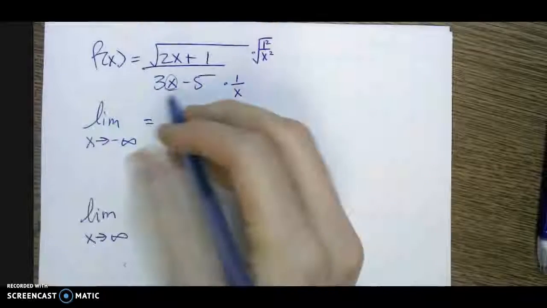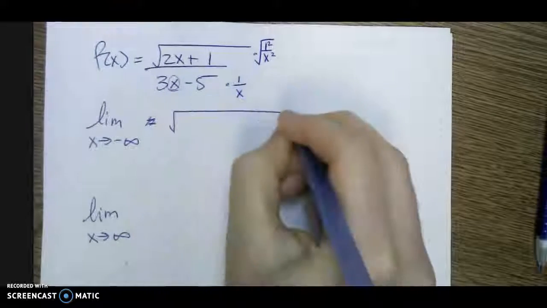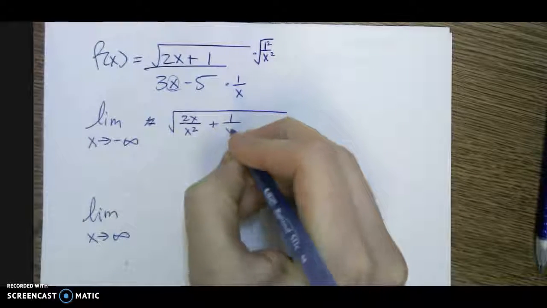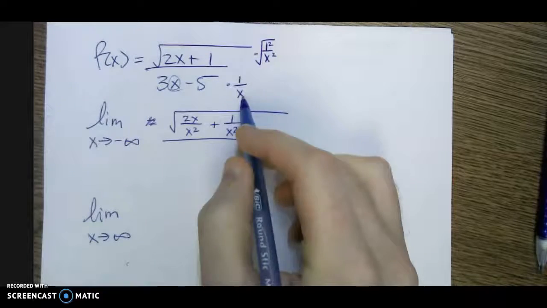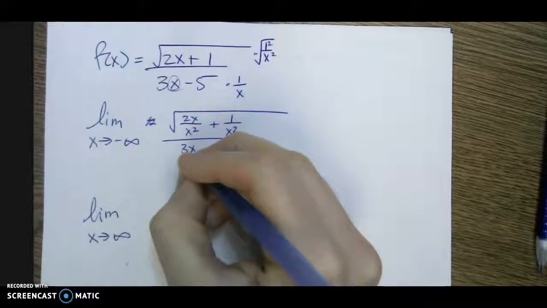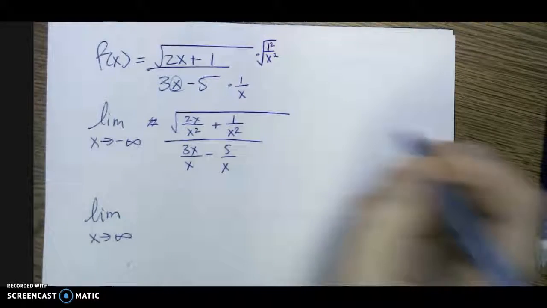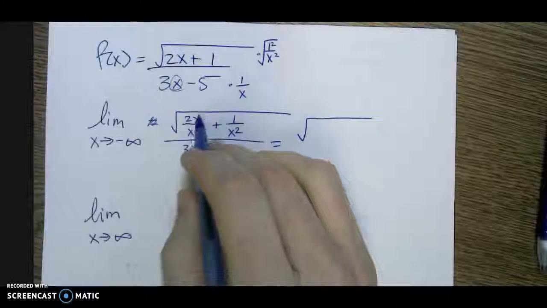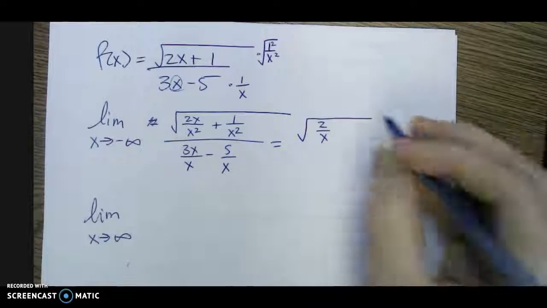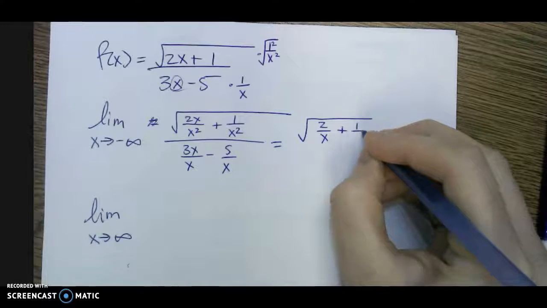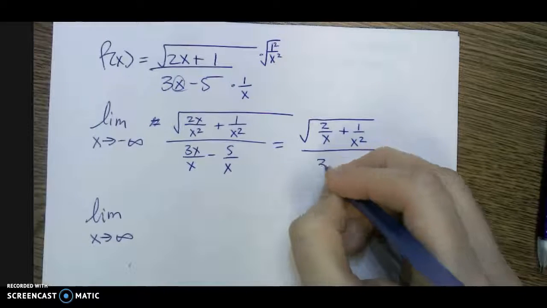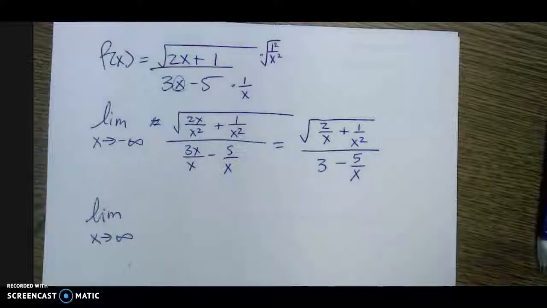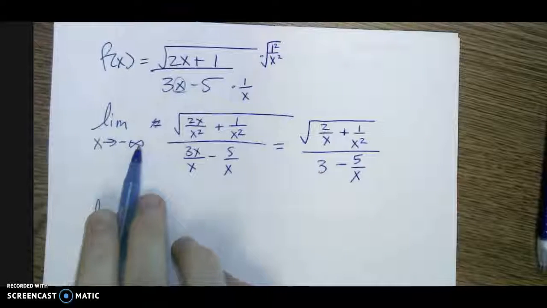So now that will look like the following. The limit of square root of 2x over x squared plus 1 over x squared, and on the bottom, we still just have an x. So 3x over x minus 5 over x. And reduce your fractions. So we have square root of 2 over x plus 1 over x squared over 3 minus 5 over x. So that's fully reduced. And now we want to plug in our negative infinity.